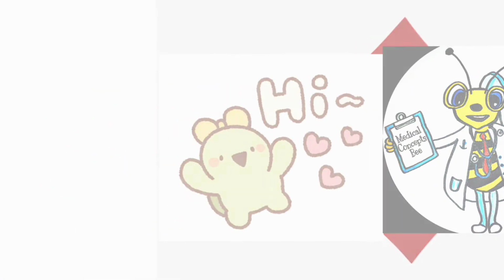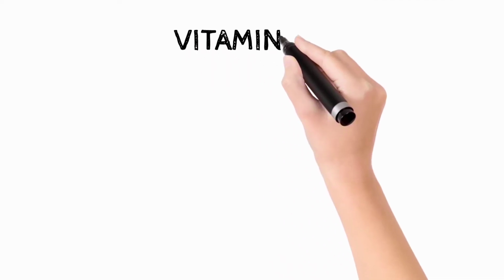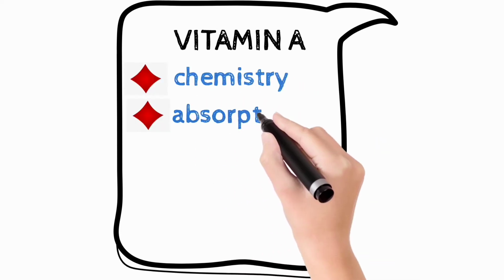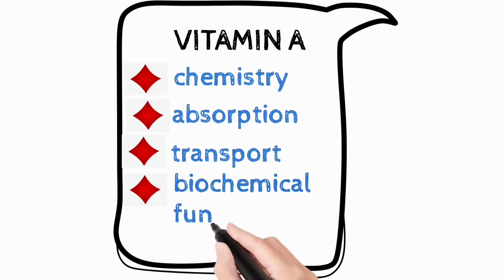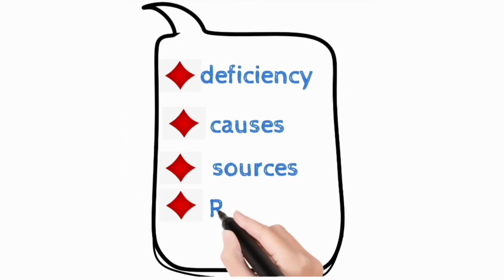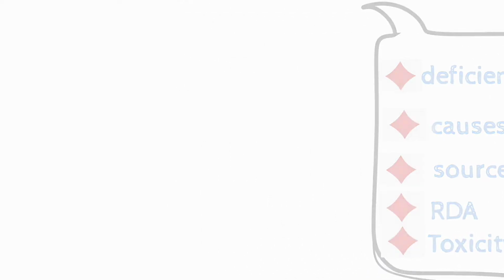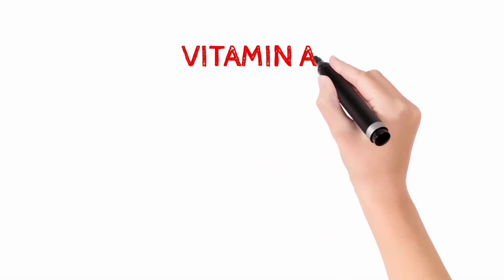In this video, we are going to see about vitamin A under the following headings. First, chemistry, absorption, transport, biochemical functions, causes, deficiency, sources, recommended daily allowance, and toxicity. Vitamin A. What is its chemistry?